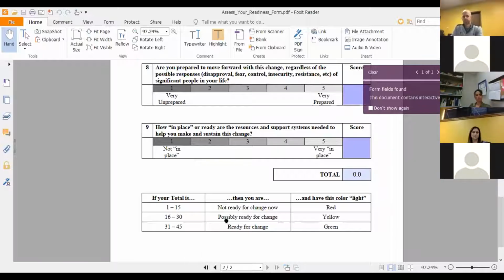That area in yellow is 16 to 30. If you add up your total and you're in the yellow, that is where you have to go back and look at where you were scoring low. What were those questions? Maybe I scored really low on the area of, I don't really have what I need to drink more water.